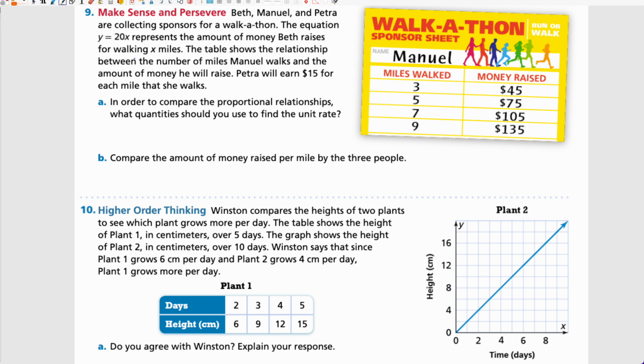Number 9. Oh my goodness, there's 3 people that we got to look at on this one. Does that make it 3 times harder? No. Don't overthink it. It's all the same steps.